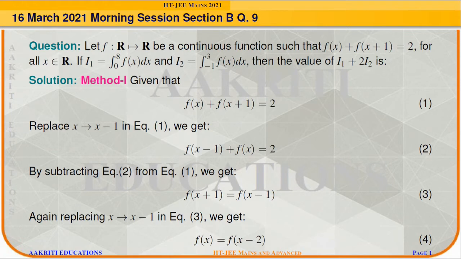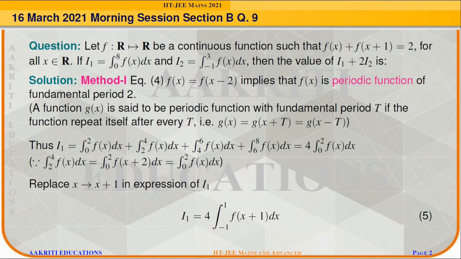It is given that f of x plus f of x plus 1 is equal to 2. Now if we replace x by x minus 1, we will get f of x minus 1 plus f of x is equal to 2. By subtracting equation 2 from equation 1, we will get f of x plus 1 is equal to f of x minus 1. And by further replacing x by x minus 1, we will get f of x is equal to f of x minus 2.